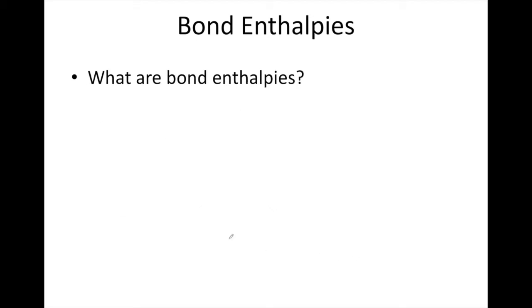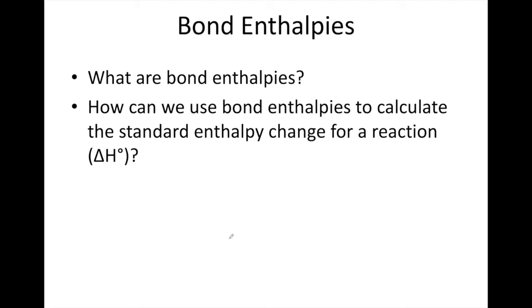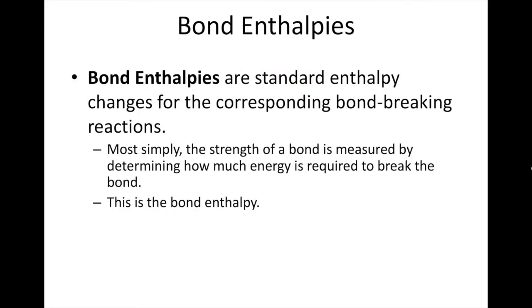So what are bond enthalpies, and how can we use bond enthalpies to calculate the standard enthalpy change for a reaction? Well, let's tackle the first question first. What are bond enthalpies? Bond enthalpies are defined as the standard enthalpy change for corresponding bond-breaking reactions. So most simply, the strength of a bond is measured by how much energy is required to break that bond, which is the bond enthalpy.